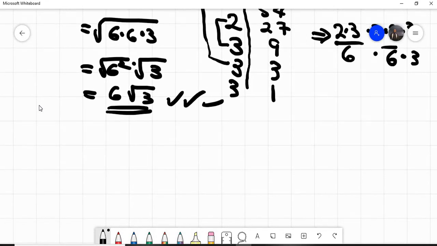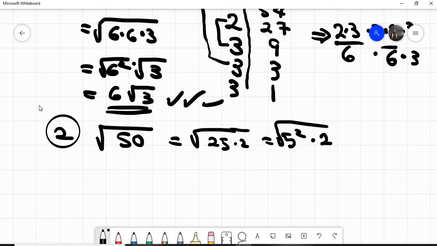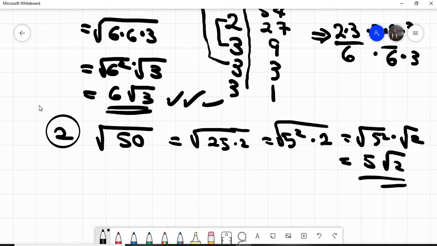Our second example, we are given the square root of 50. So this one we can see it: 50 comes from 25 times 2, so it's easy. 25 is 5 squared, times 2, and then we separate the 2. So we write the square root of 5 squared times the square root of 2. The square root of 5 squared is going to be 5, and then root 2 will remain. That's how to simplify the radicals.